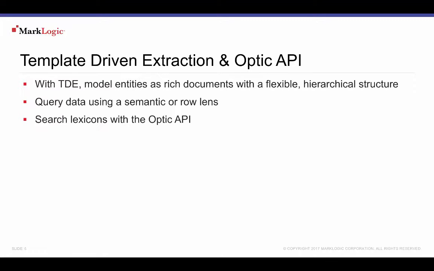Template-driven extraction, abbreviated as TDE, defines a relational and/or semantic lens over NoSQL content. Row templates define which parts of documents make up rows in a view. Semantic templates are useful when data in documents is already stored as semantic triples or would be better expressed as triples from TDE. Both types of views are queryable with the Optic API.